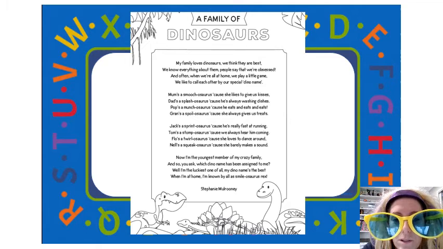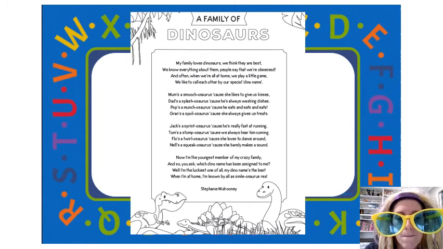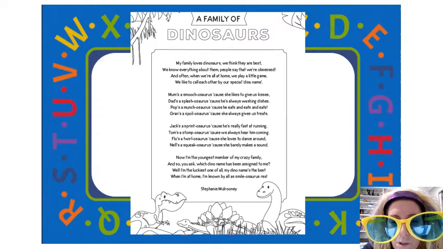Dad's a splashosaurus because he's always washing dishes. Pop's a munchosaurus because he eats and eats and eats. Gran's a spoilosaurus because she always gives us treats. Jack's a sprintosaurus because he's really fast at running. Tom's a stomposaurus because we always hear him coming. Flo's a twirlosaurus because she loves to dance around. Neil's a squeakosaurus because she barely makes a sound.